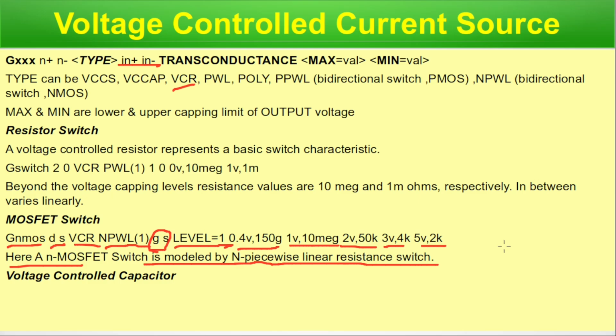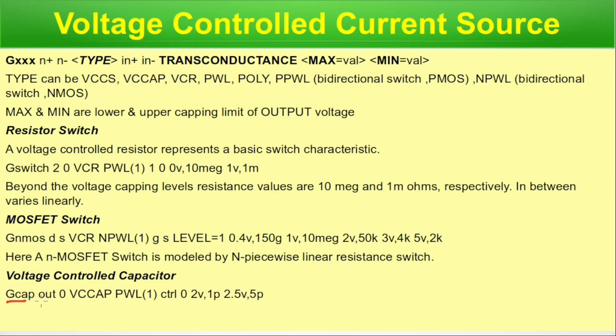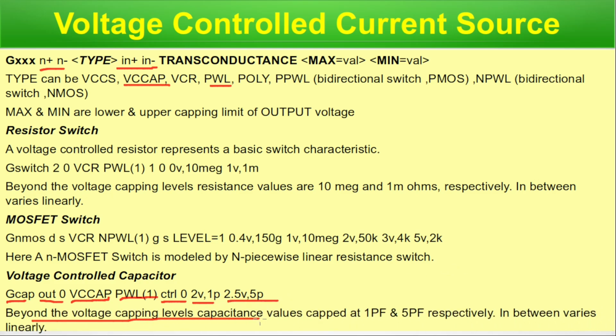Voltage controlled capacitor. Here we have G cap, which is connected between out and 0. Type is capacitor, you can see the capacitor, and this is controlled in a PWL manner. And this is connected again, these two are the independent connections, the nodes PTRL and 0. Then we have 2 volt 1P and 2.5 volt 5P. Beyond the voltage capping levels, capacitance values are capped at 1 picofarad and 5 picofarad respectively. In between, it varies linearly.